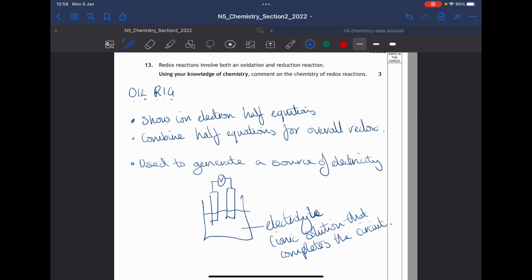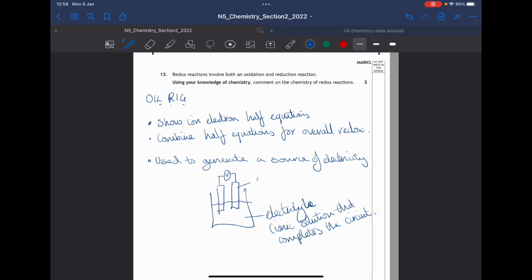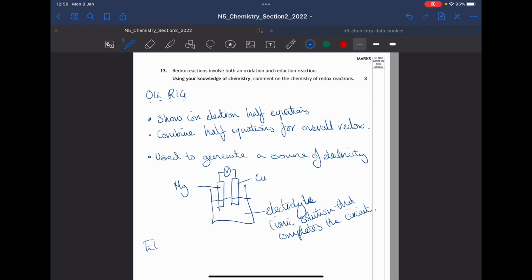Other things that you can add is that in the cell, so if say this was copper and this was magnesium, you'd explain that the electrons flow from the metal highest in the electrochemical series to the lowest. So in this case it would go from magnesium to copper, and that they would flow through the wires. So electrons flow from Mg to Cu through the wires.